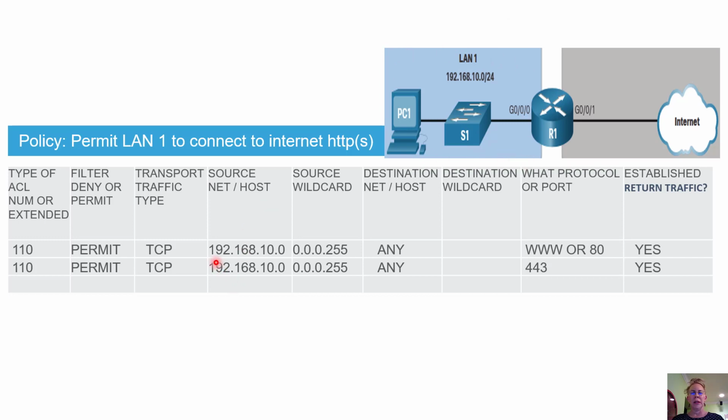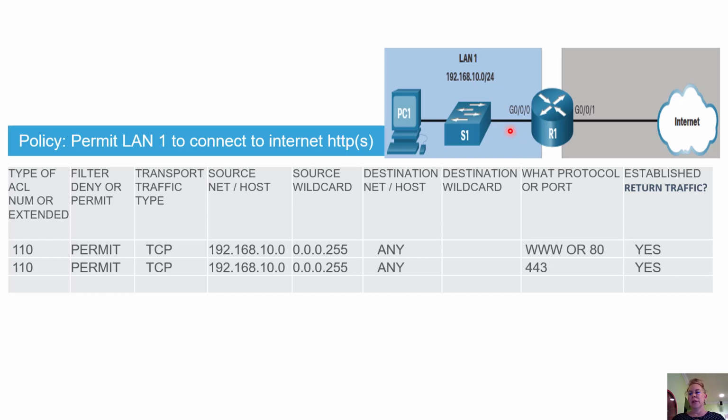My source networks, we want to allow all hosts from here. So my source will be 192.168.10.0. My wildcard mask is 0.0.0.255. Another way we could have written that is using the keyword any. If there were no other networks, and this was the absolute only network, and we want to allow all of that network and all of that host, we could have used the keyword any.